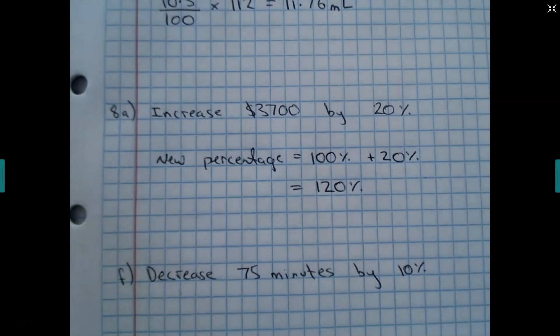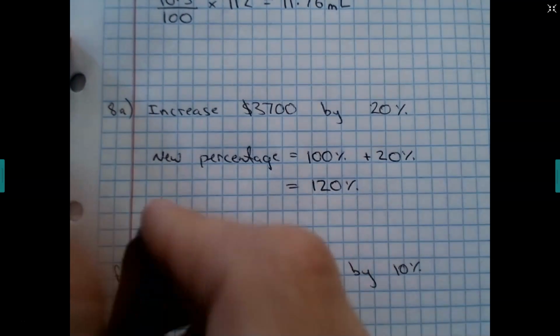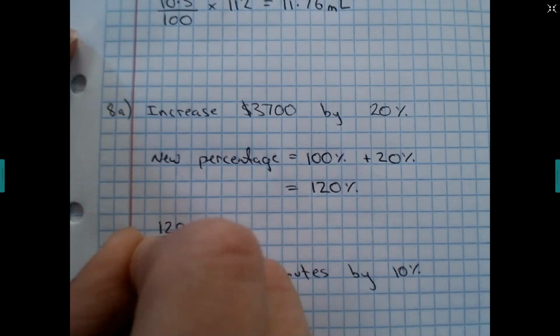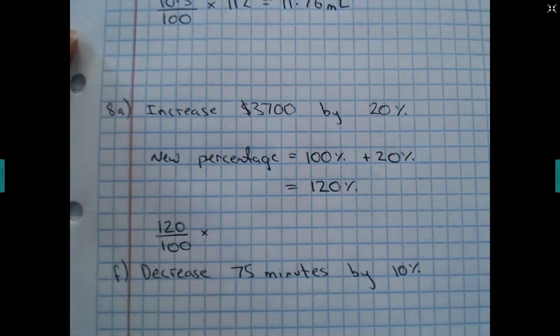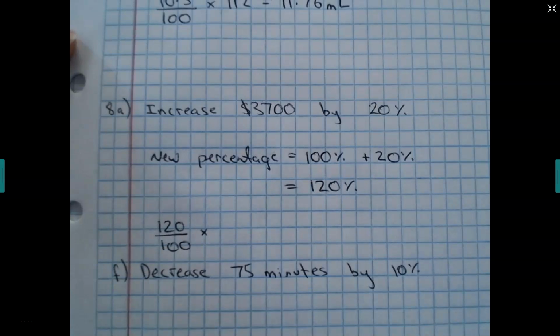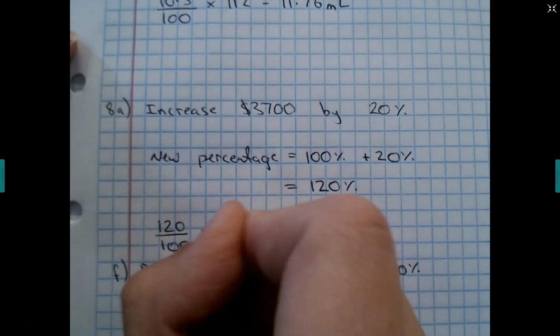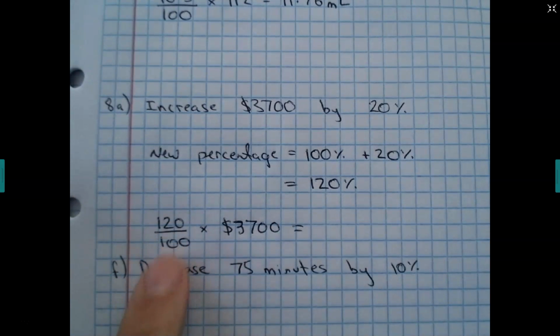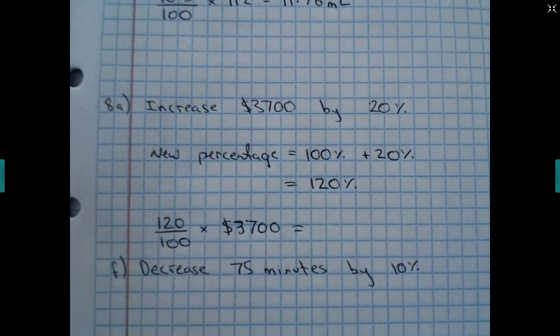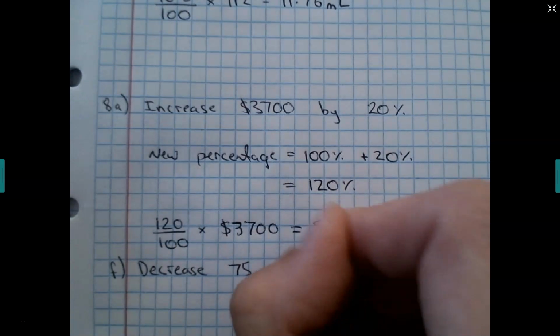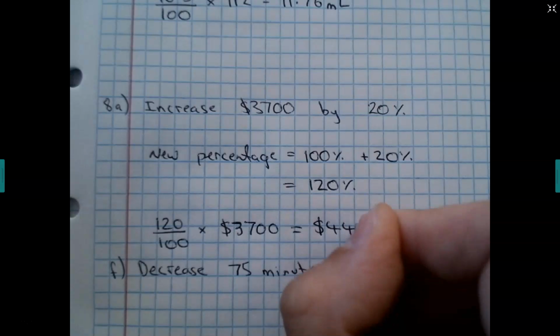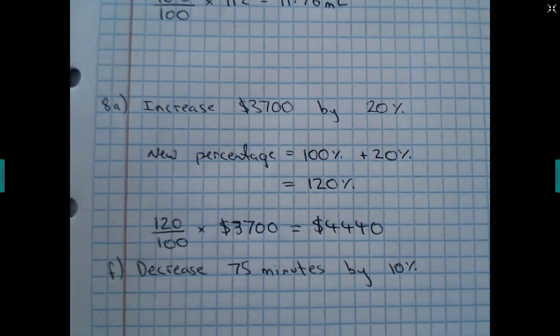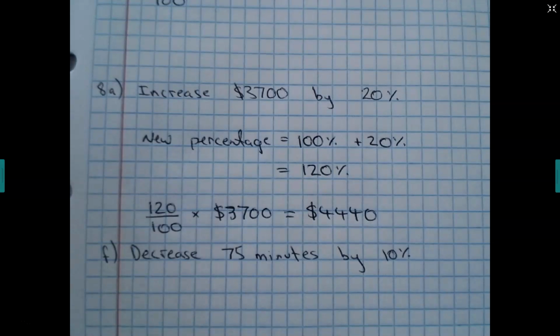So therefore, now this is the same thing. I just go 120 over 100 times the value that they gave me, 3,700, which is equal to, now 120 over 100 is just 1.2. So 120 divided by 100 times 3,700 is $4,440. Yep, I'm recording it.